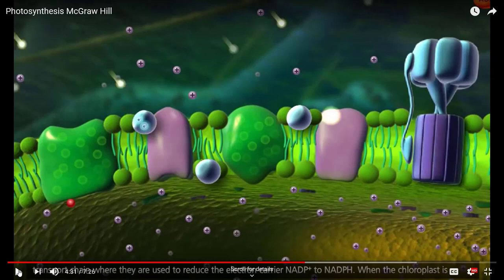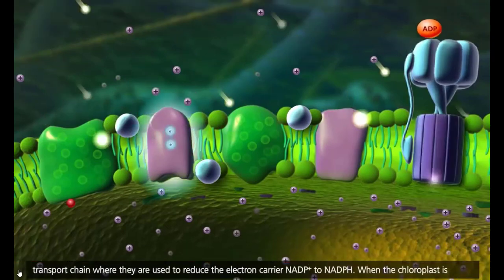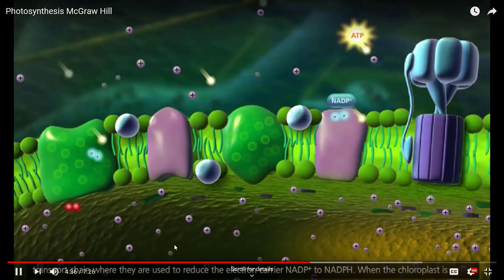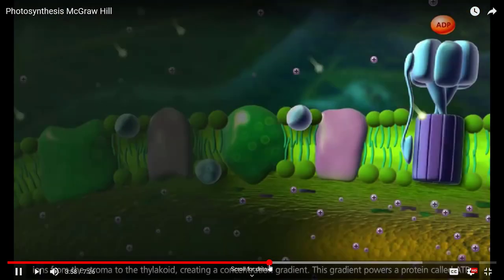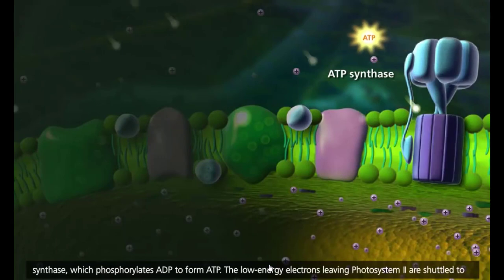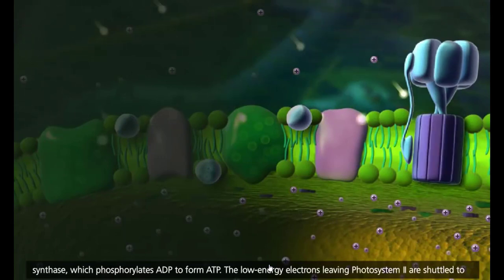So that was number 16, hydrogen ion to power a protein called the ATP synthase pump, S-Y-N-T-H-A-S-E. Called ATP synthase, which phosphorylates ADP to form ATP.